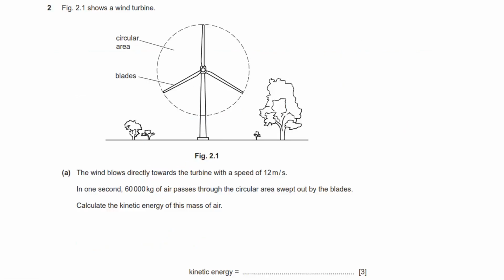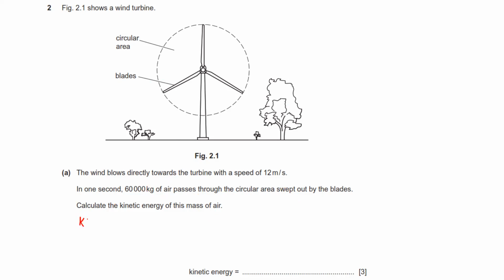So moving ahead, question number 2. It says figure 2.1 shows a wind turbine. The turbine blows directly towards the wind speed with a speed of 12 meters per second. In 1 second, 6,000 kg of air passes through the circular area swept by the blades. Calculate the kinetic energy of the air.